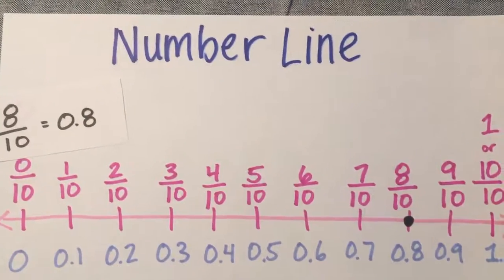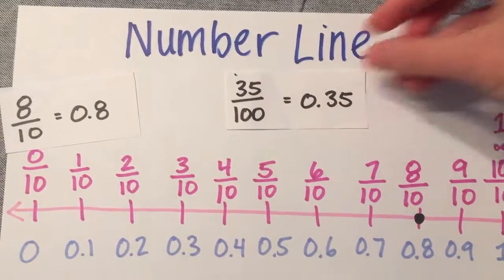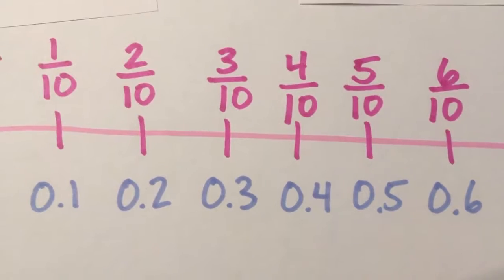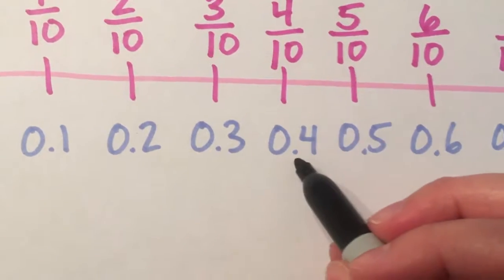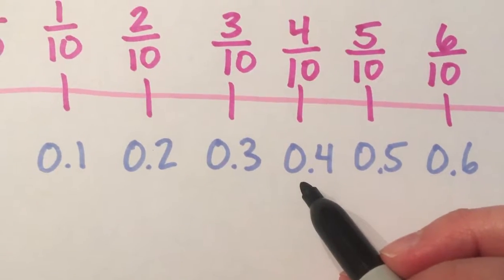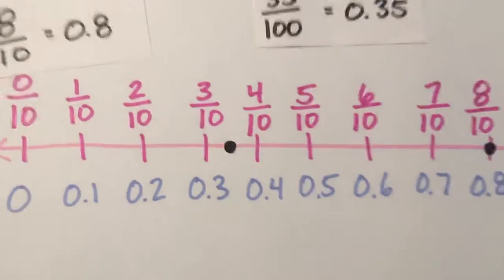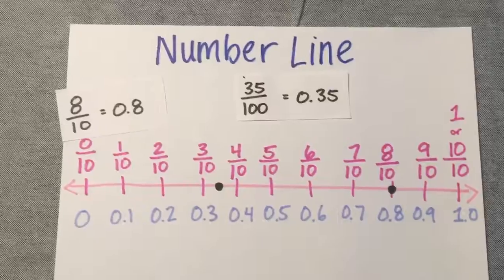Let's say I was trying to find 35/100ths. Well, I'm going to look over here. I have 3/10 and 4/10. 35/100 is going to be right in the middle. So I'll put my dot right here. This is how we mark decimals on our number line.